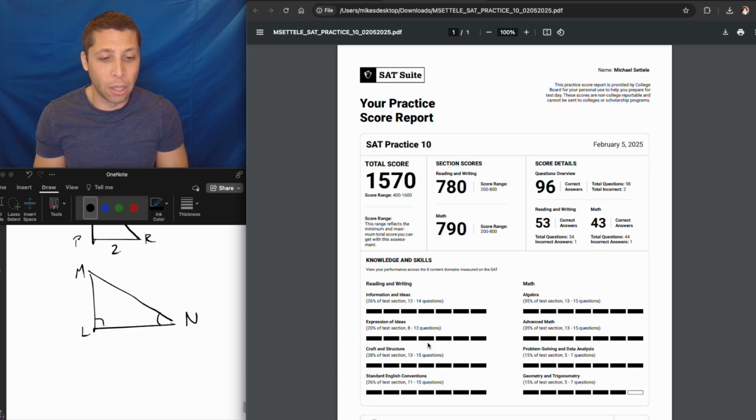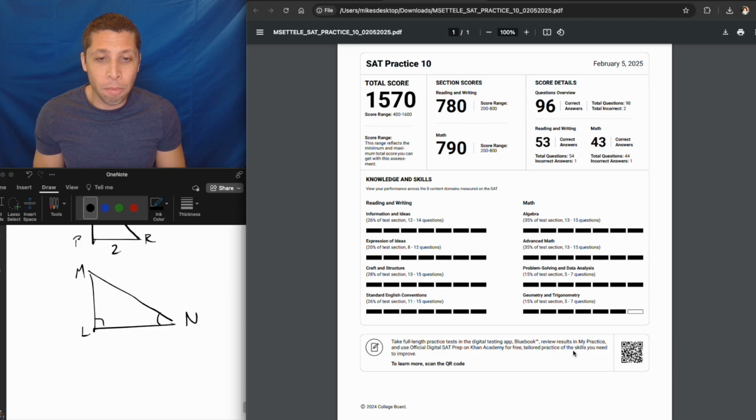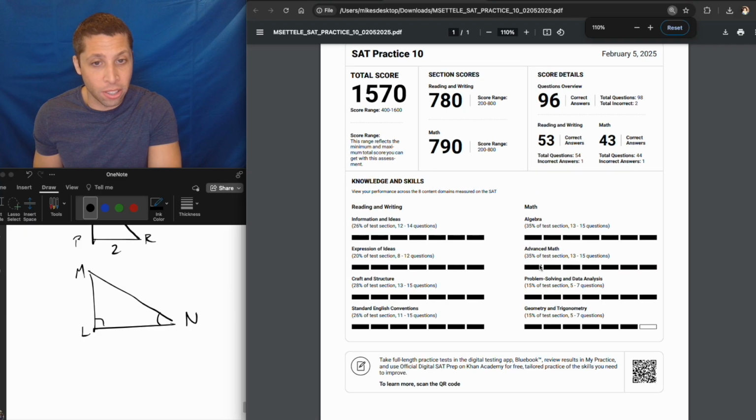It feels pretty normal. And notice they hit me. I rarely, even if I get stuff wrong, get hit with a box missing. But there's just so few geometry questions on the SAT. So if you get one wrong, it's going to hit geometry. And that's one thing I'll leave on. These boxes here are basically useless. These knowledge and skills boxes.